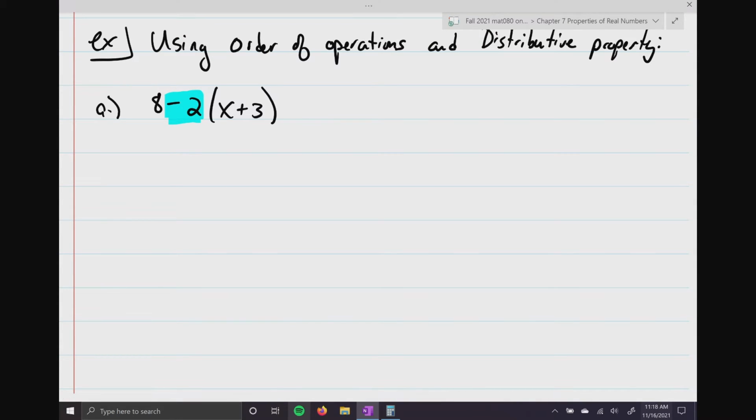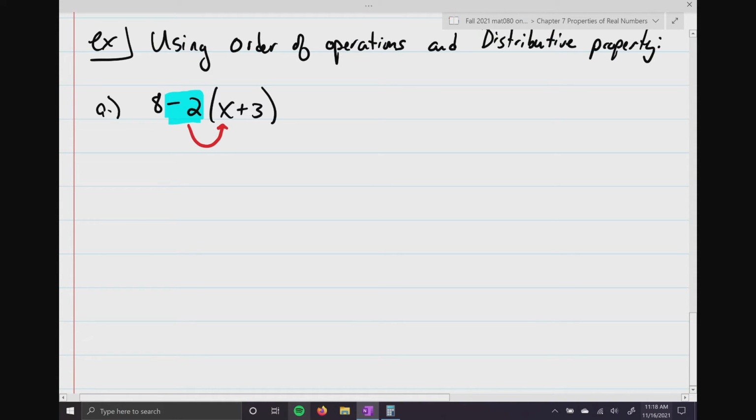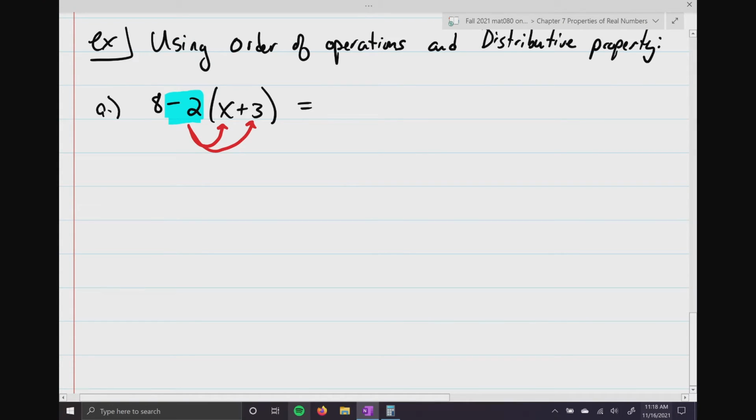We're going to distribute the negative 2. So, if you're just following along right now, watch what I write. I'm going to write 8 minus 2 times x plus negative 2 times 3.